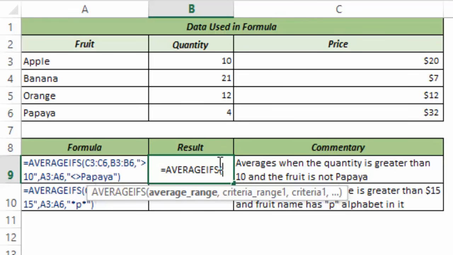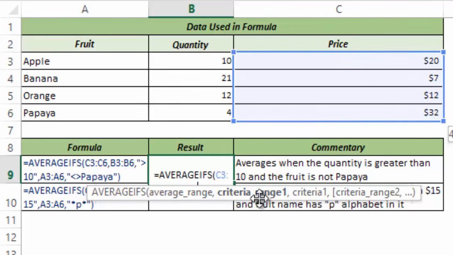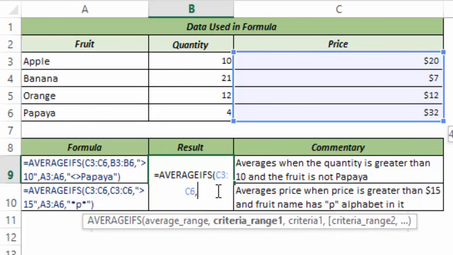So in this case, I want to find the average of these prices with two conditions. My average range is all these price points, so I select C3 to C6 and I hit comma. Now for criteria range 1, my first condition, let me drag this down. My first condition is that the quantity should be greater than 10.